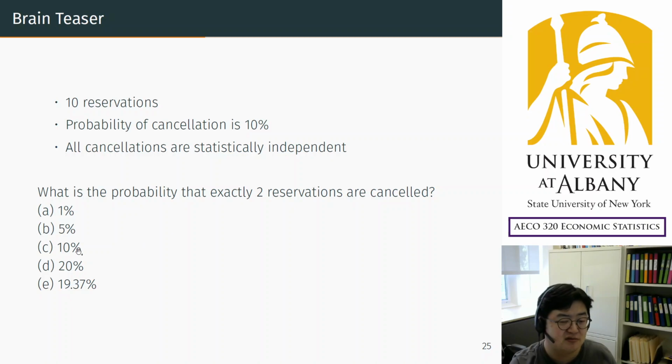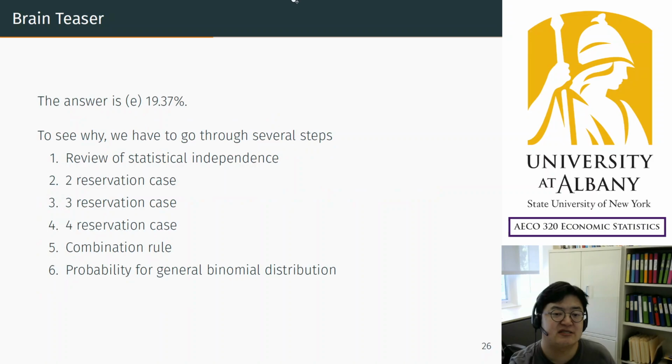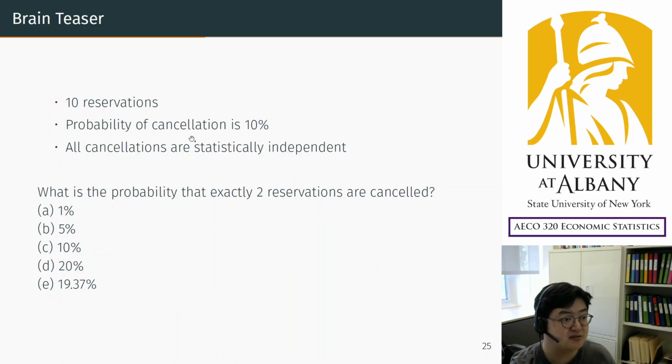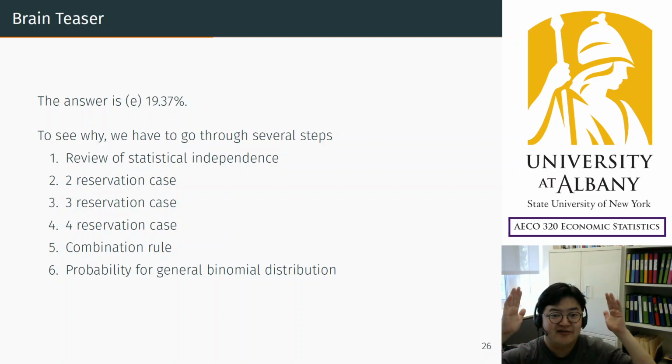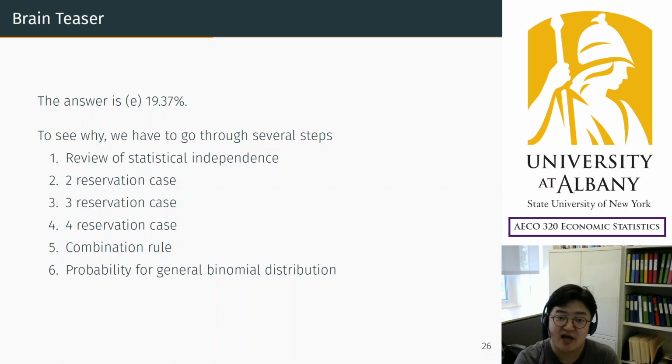Or you may think it's, let's say, 5%, because 10% divided by 2, something like that. Let's see. The answer is E, 19.37%. Can you imagine where this number came from, from these basic numbers? That's what's amazing about this distribution, right? So we are going to study why. That is an intermediate goal of this lecture.